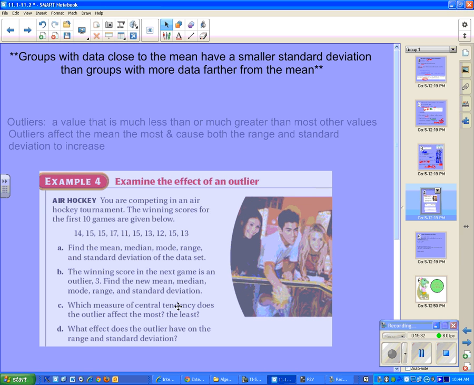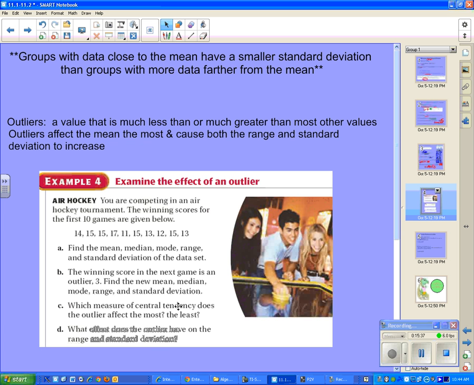An outlier is a value that's a lot less or a lot more than all of the other data points. And this is another type of question that you're going to see on the MCA test, or possibly the ACT, but definitely more MCA. Outliers are going to affect the mean the most versus median and mode. So this would be a good quiz or test question: what does an outlier affect? And it would affect the mean. It's also going to cause the range and then the standard deviation to increase because it's going to cause your spread to increase.